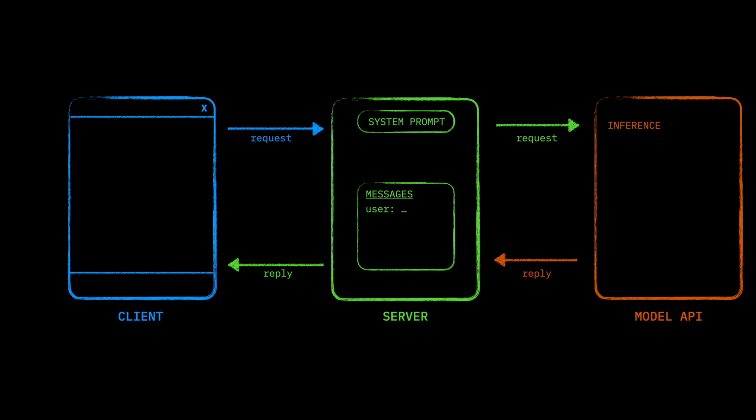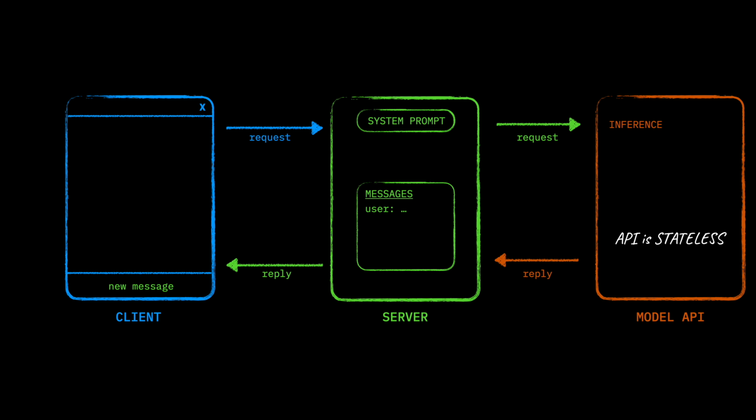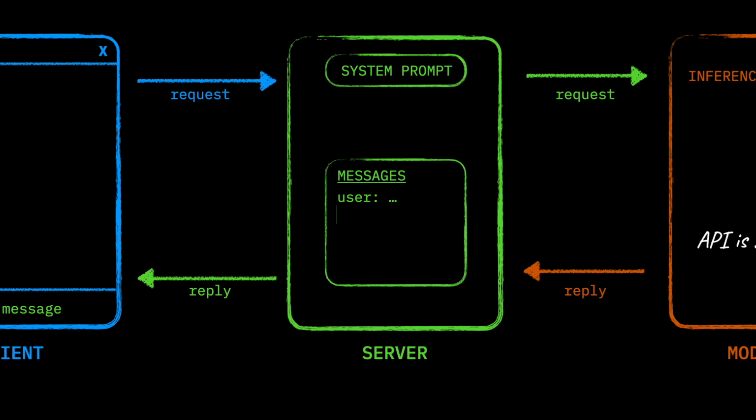All right, so what about the next message you send? Would the model remember the previous message and continue the conversation? No, because the API itself is stateless. It doesn't remember anything between the first and the second request. The model has no memory of your previous conversation. It just sees a transcript and responds to it.